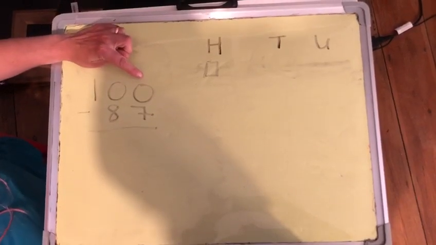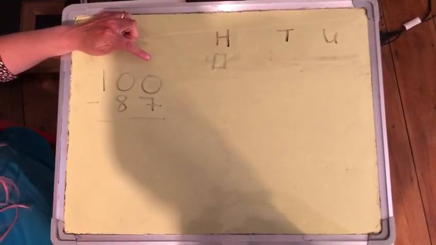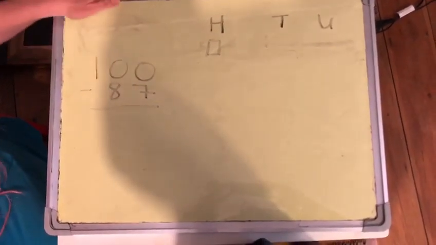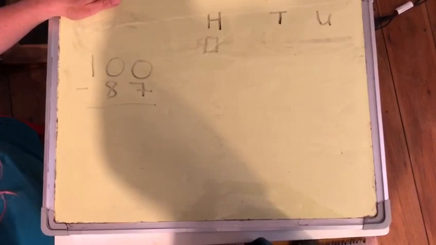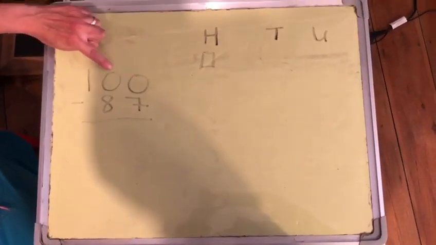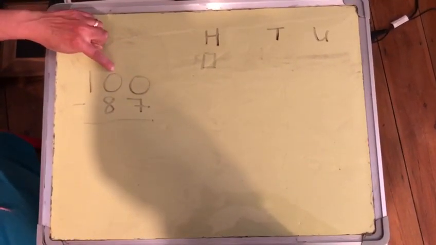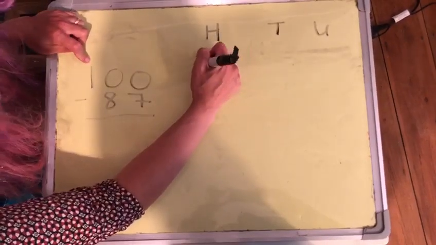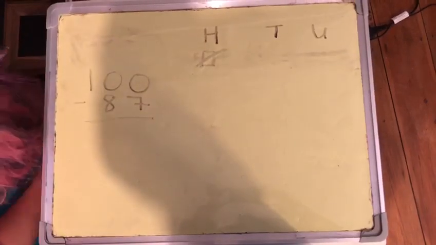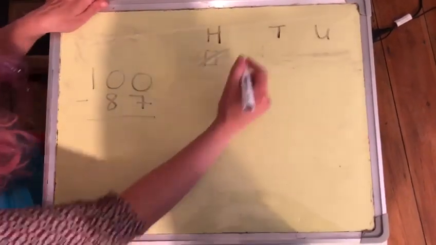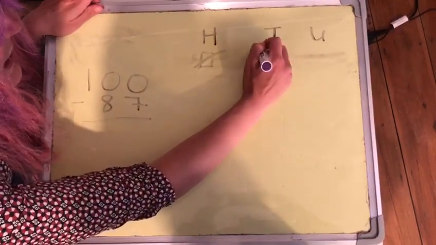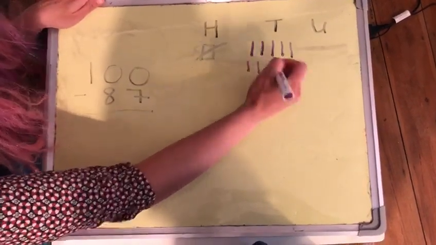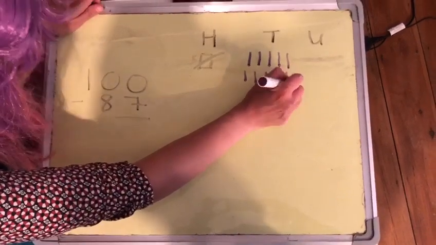When I subtract, I always start with which place? Correct, the units. 0 take away 7 is AWJ class? Impossible. Well, I can't borrow from my tens because there are no tens, so I have to go to my hundreds. I exchange my hundreds for 10 tens: 10, 20, 30, 40, 50, 60, 70, 80, 90, 100.